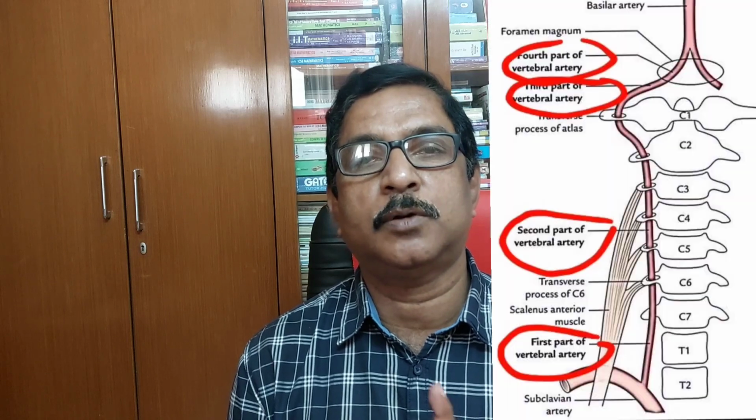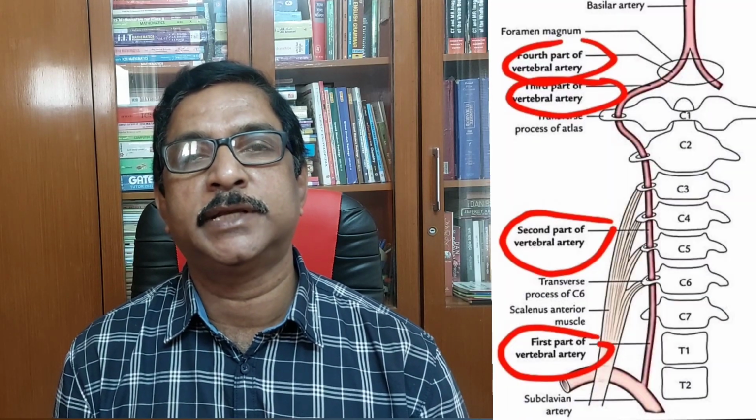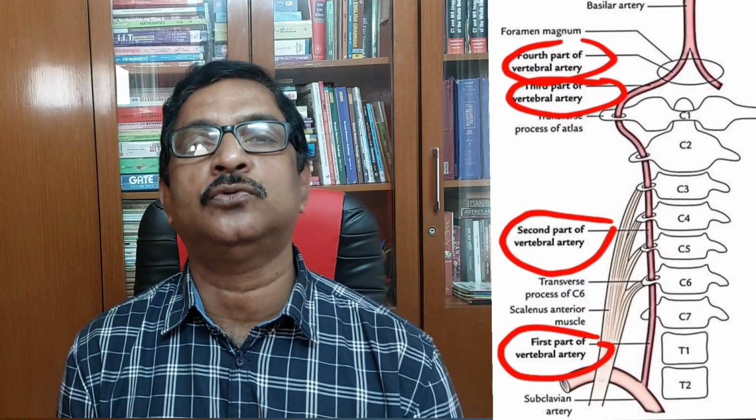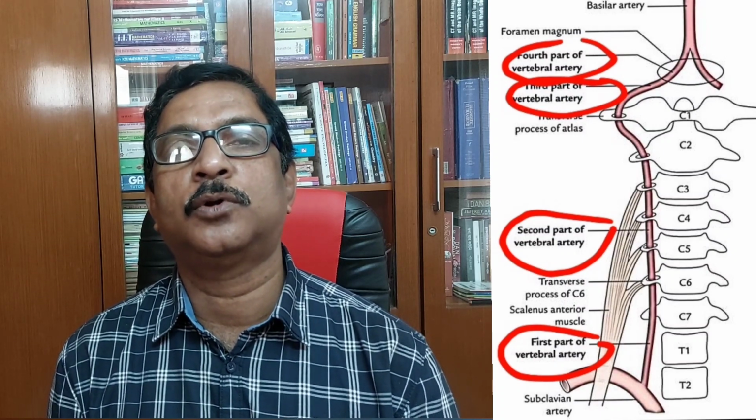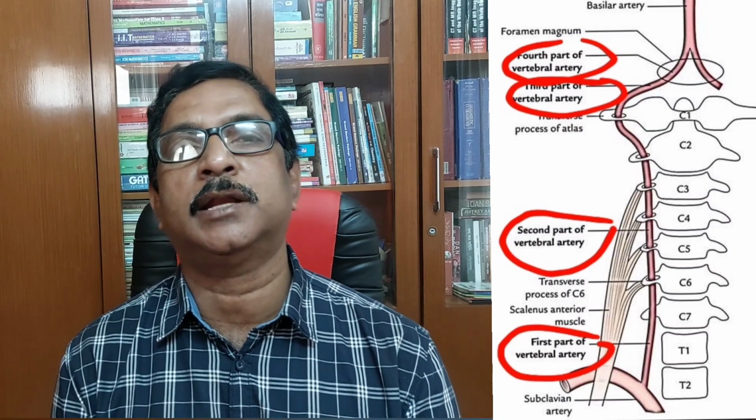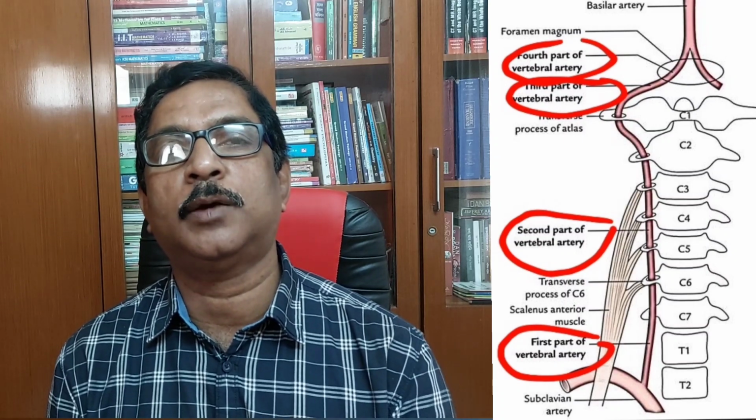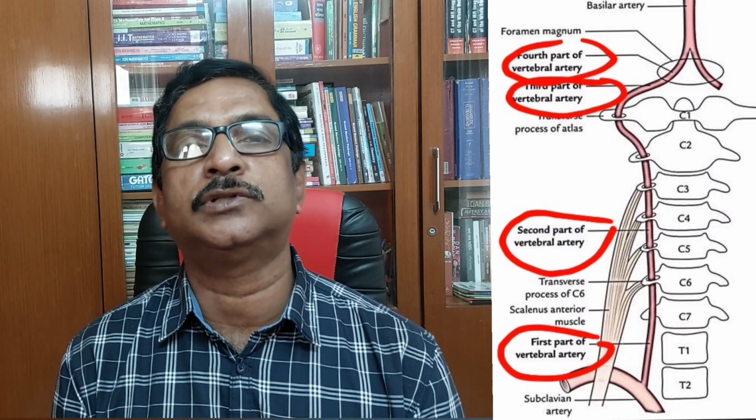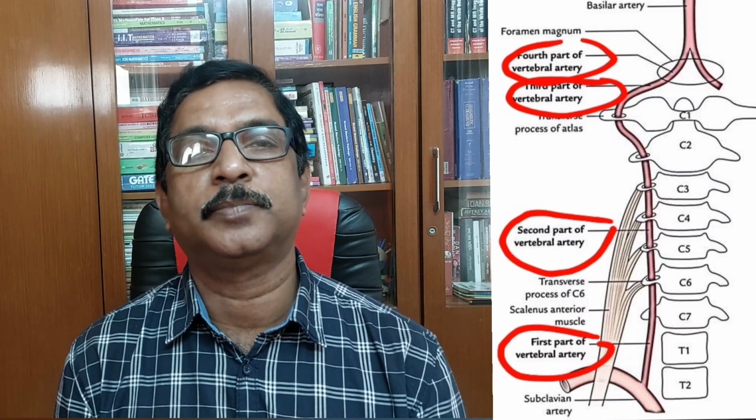So first part from origin to foramen transversarium of C6 vertebra, second part from foramen transversarium of 6th cervical vertebra to foramen transversarium of 1st cervical vertebra, third part from foramen transversarium of 1st cervical vertebra up to foramen magnum, and fourth part from foramen magnum up to the lower border of pons, where it joins with the fellow of the opposite side to form the basilar artery.